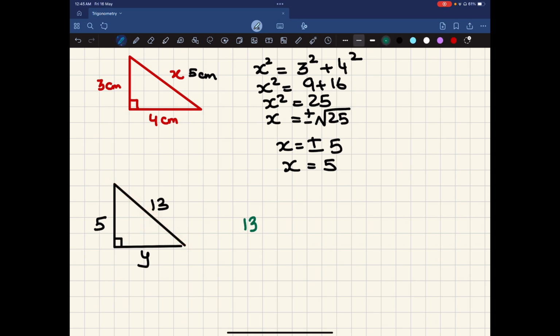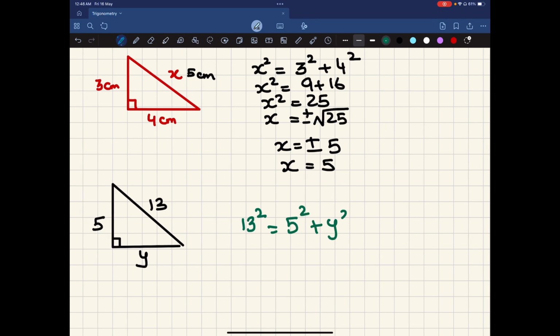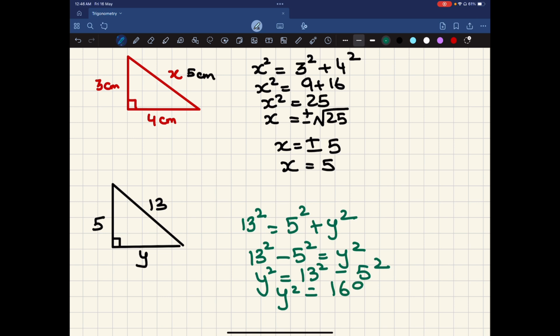So if we apply Pythagoras, it's going to be 13 square is equals to 5 square plus y square. We're going to take this 5 to the other side. So it becomes 13 square minus 5 square is equals to y square, which is exactly the same thing as y square is equals to 13 square minus 5 square. Okay, so this becomes y square is equals to 169 minus 25. Y square is equals to 144. Y is equals to under root 144, which is equal to 12. So y is 12 centimeters.